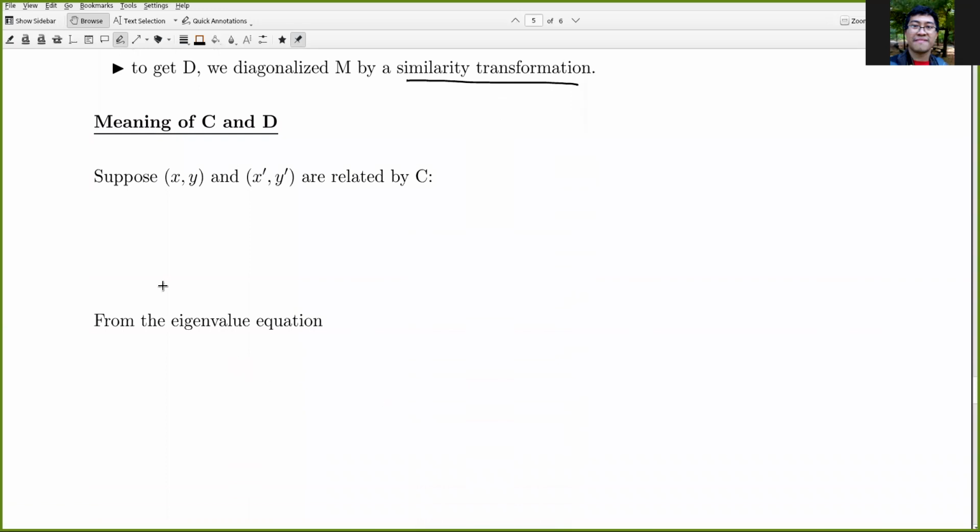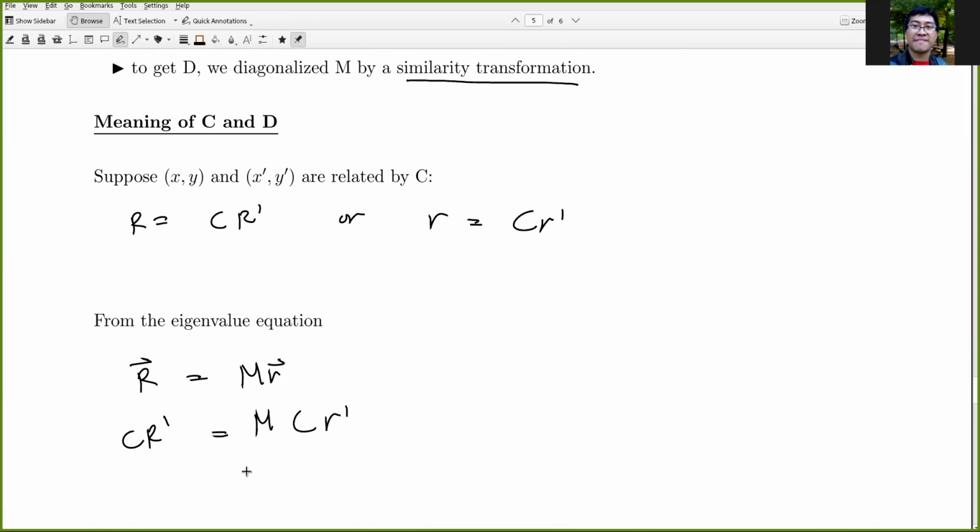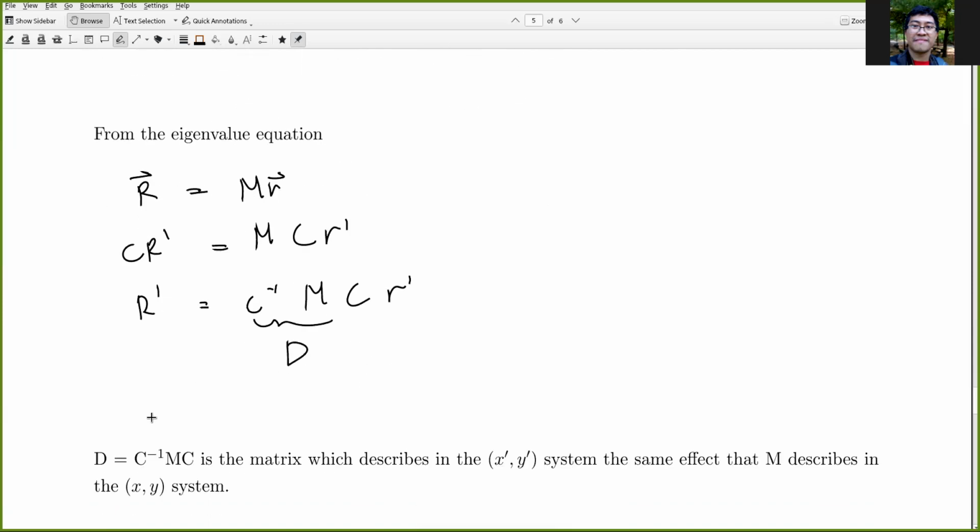Now let's consider what is the physical interpretation of C and D. Suppose X, Y, and X prime, Y prime are related by C. Basically, we have R equals C R prime. From the eigenvalue equation, R equals M R, let's substitute R by C R prime. Okay, multiply both sides by C inverse. You have R prime equals C inverse M C R prime. And this is our matrix D.